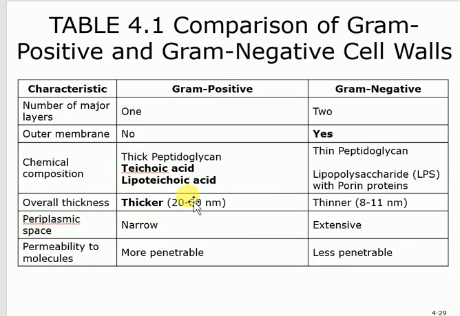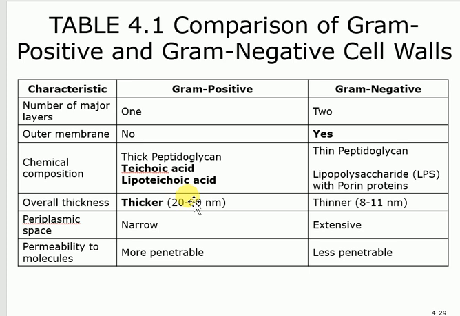So here is the comparison again. The gram positive have one layer that's thick and contains teichoic, lipoteichoic, which is not the case for the negative. The negative also have peptidoglycan, but it does not have teichoic and lipoteichoic. It has an additional membrane, and this membrane contains lipopolysaccharide with porin protein. So this is obviously thick, thin.